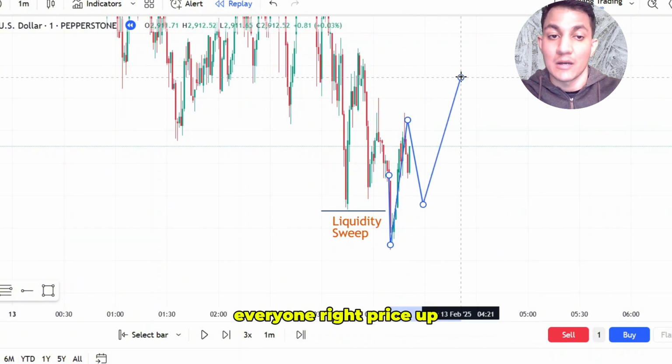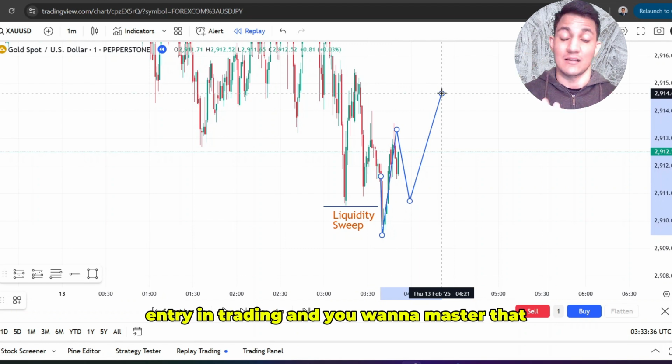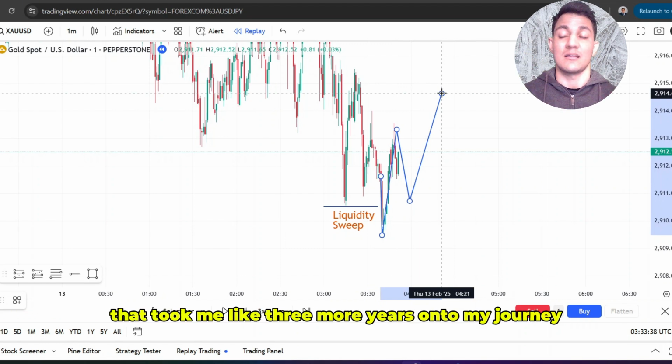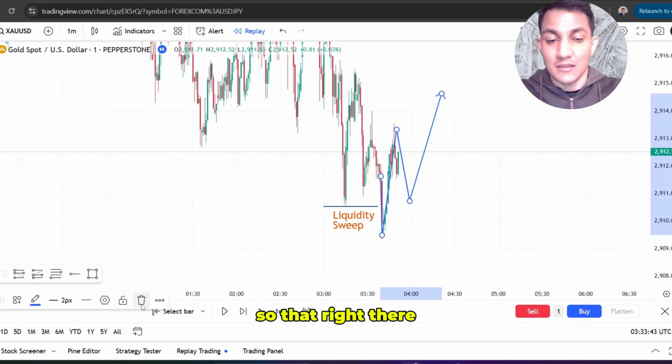And we want to ride price up. That right there is the highest probability entry in trading, and you want to master that. You want to master that, because that took me about three more years on my journey just to try and figure this out. So that right there, so important.